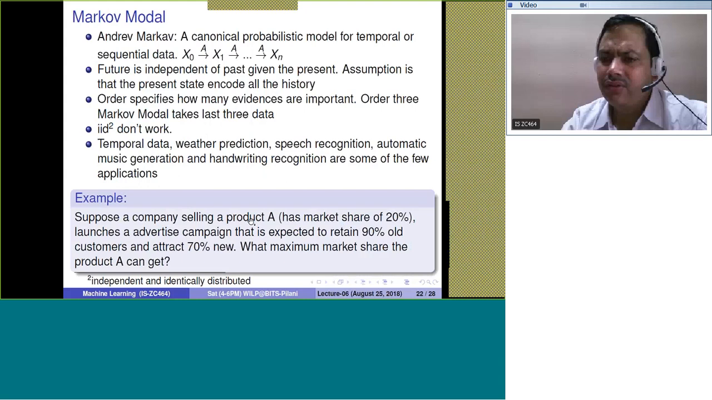Suppose a company is selling a product A, soap, and it has a market share of 20%. Say A is Patanjali. It launches an advertisement campaign, which is expected to retain 90% of the old customers and attract 70% of new people. So what maximum market share can product A gain?